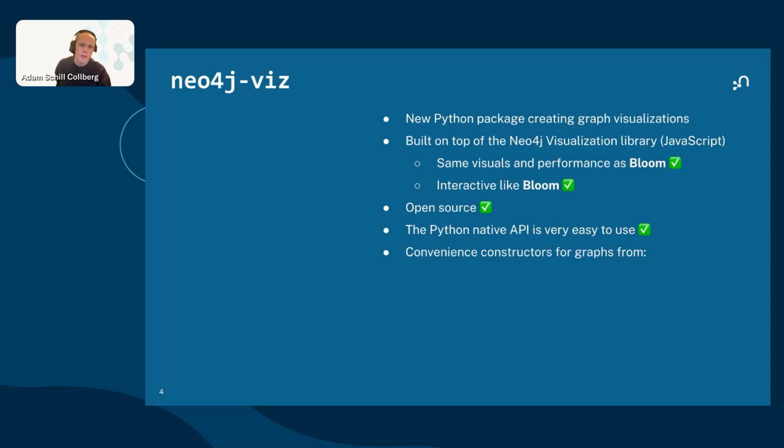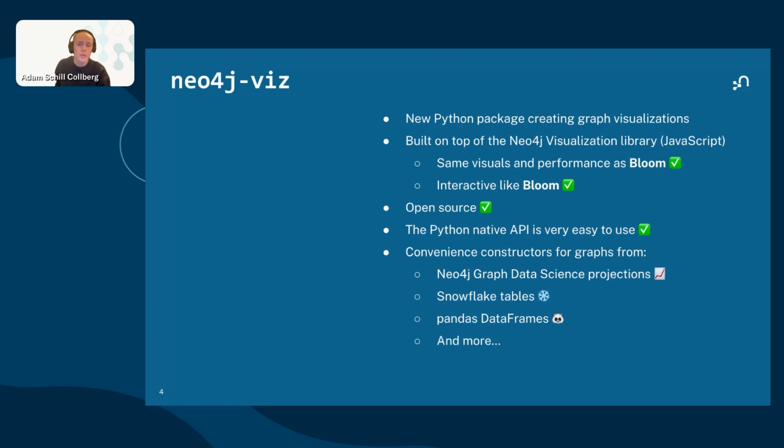And to this end, we also have some convenience constructors for the different data sources that I mentioned previously. For example, with just one method call, you can load a graph from the Neo4j Graph Data Science library, a projection that you may have there. Or if you have your graph represented by tables in Snowflake, there's also just one method in our library for pulling those tables and looking at your Snowflake graph this way as well. And it also handles Pandas data frames, and there are more things as well.